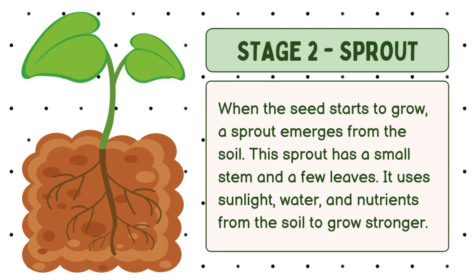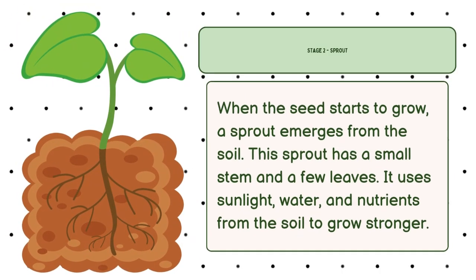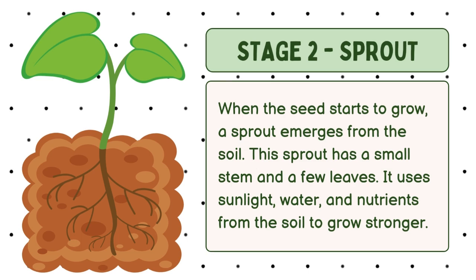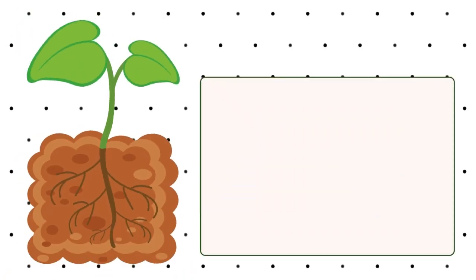Stage 2, Sprout. When the seed starts to grow, a sprout emerges from the soil. This sprout has a small stem and a few leaves. It uses sunlight, water, and nutrients from the soil to grow stronger.